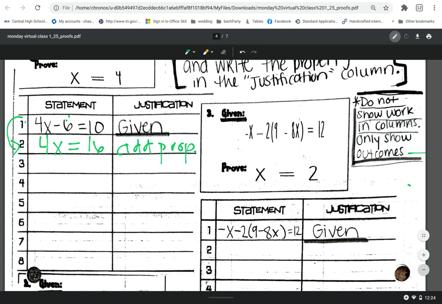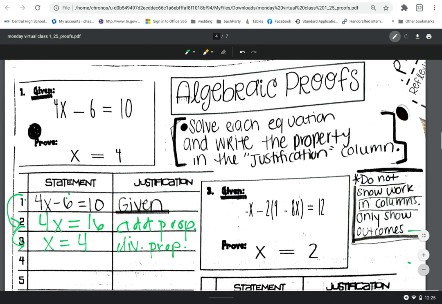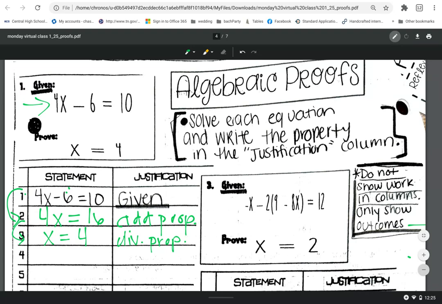All right. So now what would you do after that? Okay, you would divide by 4. So you're going to write the result after you divided both sides by 4. Now, how did you get there? From step 2 to step 3, you did the division property. All right, so if we look, you were given this algebraic statement and you need to prove that x equals 4. Did you get that? Yes, you did. Okay, so that is a proof.